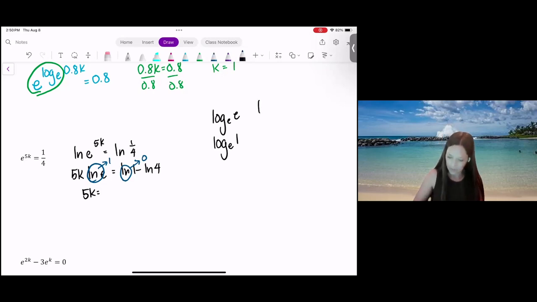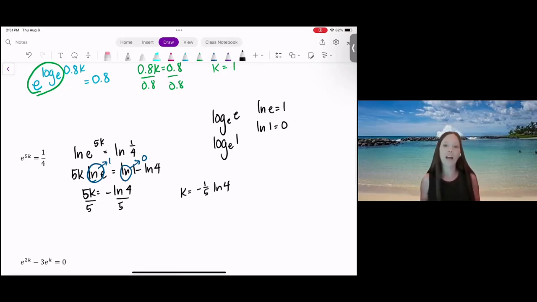Those are two logs you should be familiar with. You should know that the natural log of e is always 1, and the natural log of 1 is always 0. Those will come in handy when you're simplifying. Then I have 0 minus natural log of 4, or just negative natural log of 4. Dividing both sides by 5, I get that k is equal to negative 1/5 natural log of 4. I could take the coefficient and write it as an exponent and write that as natural log of 4 to the negative 1/5. I'm just going to leave it like this. That doesn't simplify to be some clean number, so I'm just going to leave my answer as k equals negative 1/5 natural log of 4.